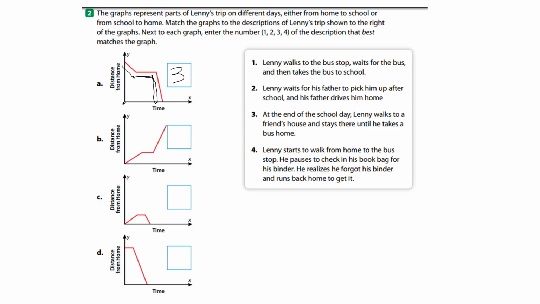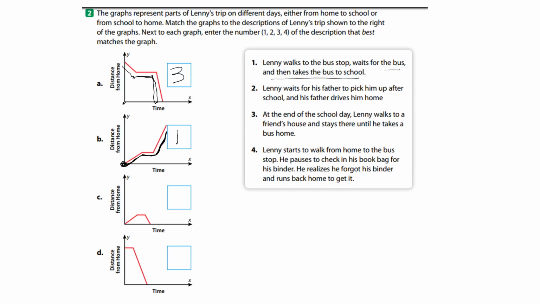For letter B, his distance from home, he is starting at home down here at the bottom. We can see he goes slowly at first, then he stops, and then he goes quickly. That description matches for letter B, matches number 1. Lenny walks to the bus stop, waits for the bus, and then takes the bus to school.